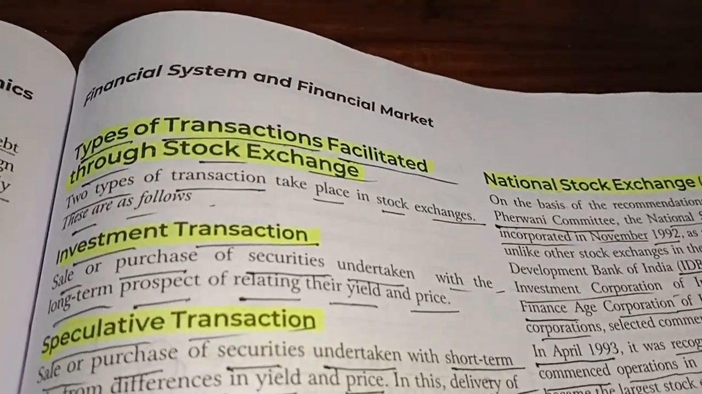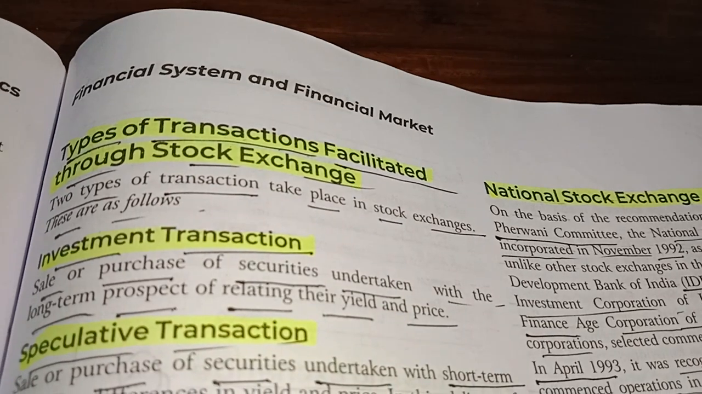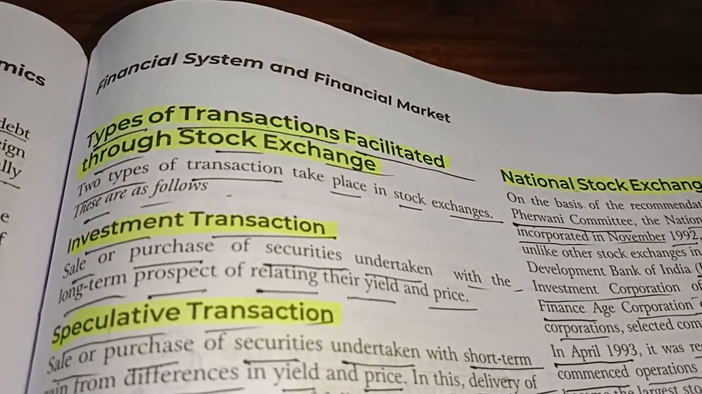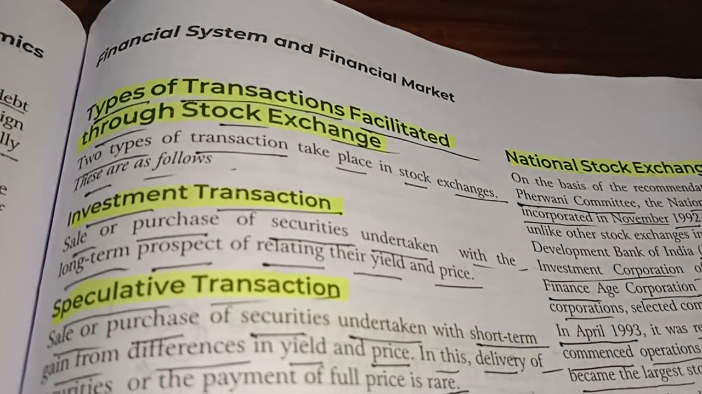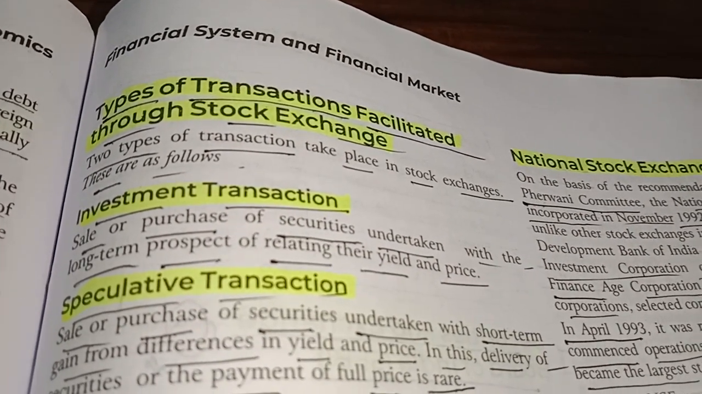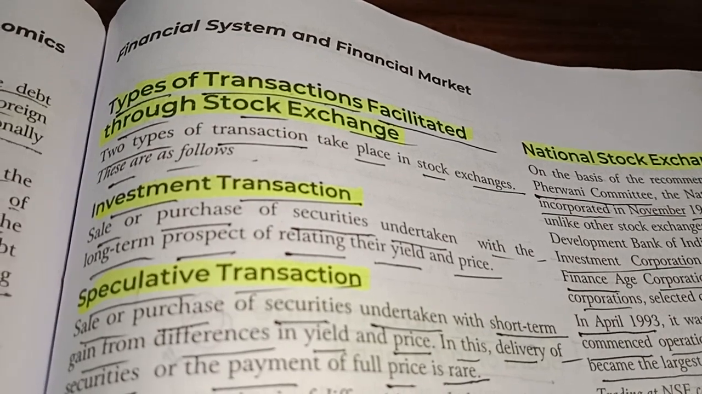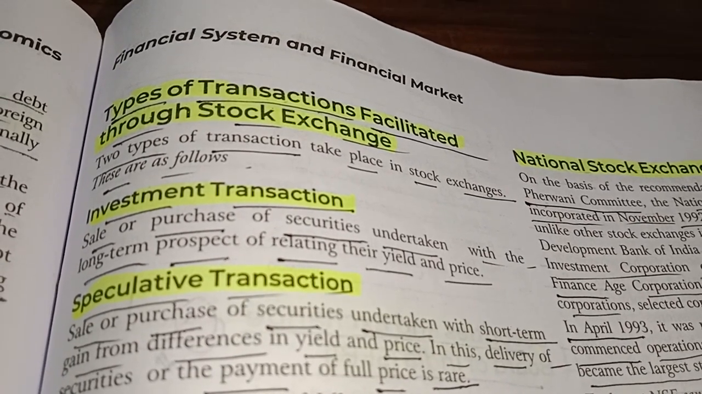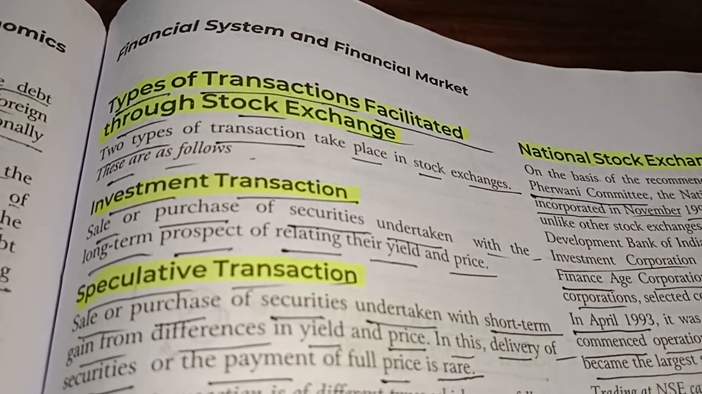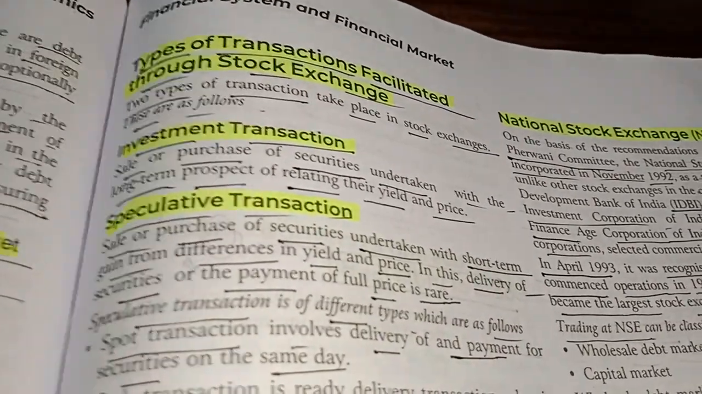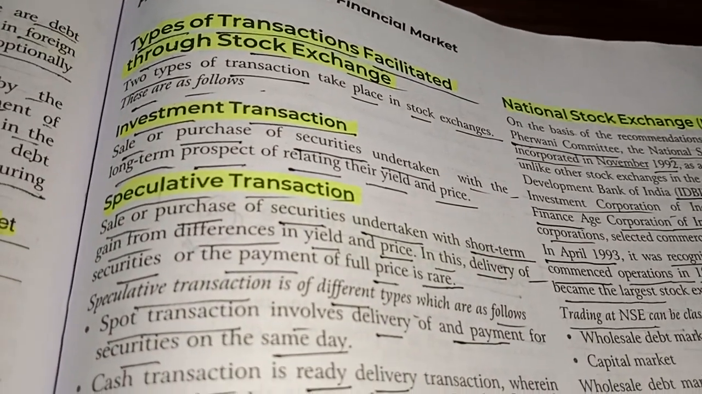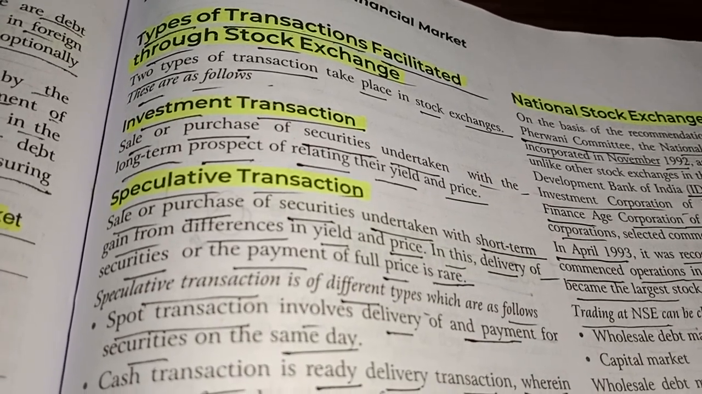Types of transactions facilitated through stock exchange. Two types of transactions take place in stock exchanges. These are as follows: Investment transactions, sale or purchase of securities undertaken with the long-term prospects of realizing their yield and price. Speculative transactions, sale or purchase of securities undertaken with a view to short-term gain from differences in yield and price.